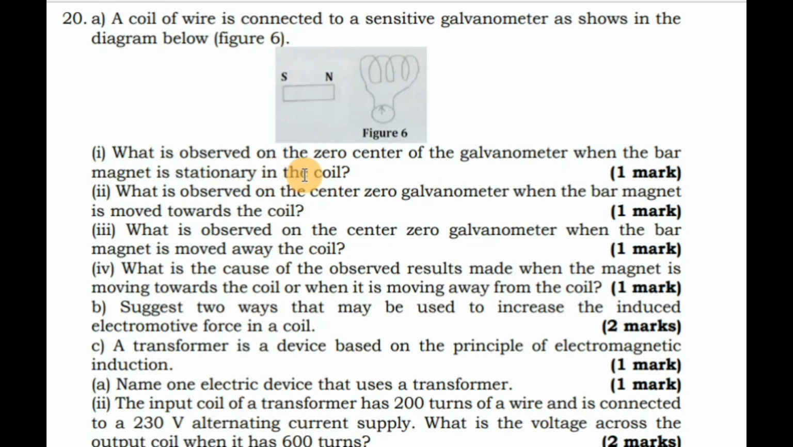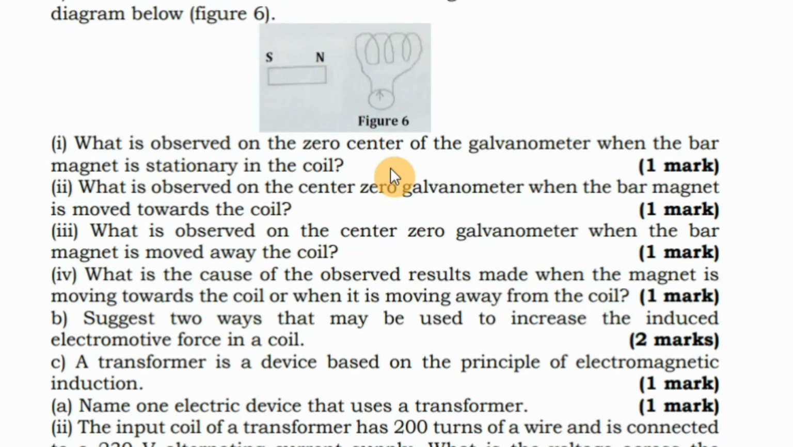We know that the EMF or the voltage is induced in a coil once there is relative movement between a conductor and a magnet. So if the magnet is stationary, it's not moving, it means that there is no EMF. So the pointer of the galvanometer will be standing at the zero position.